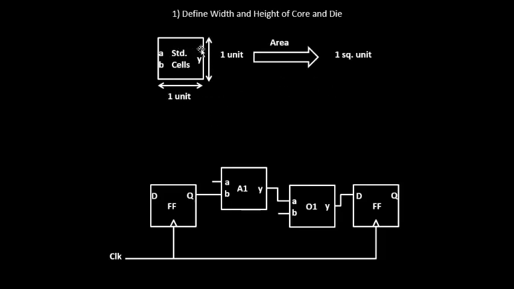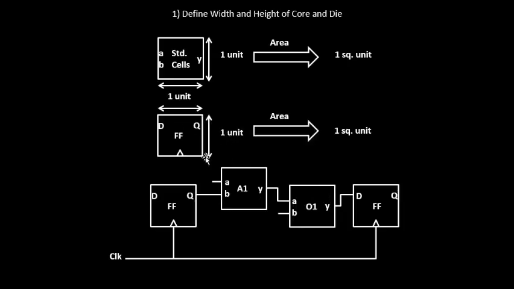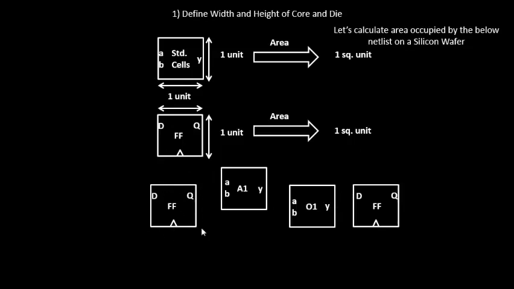So the area of each of these standard cells will be 1 square unit. Let us also assume the same area for the flip-flops, so the area of the flip-flop will be 1 square unit. Now, with the help of this netlist and these dimensions, we'll try to identify the area occupied on the silicon wafer. But before that, we'll remove the wires and club all of them in a single plate.